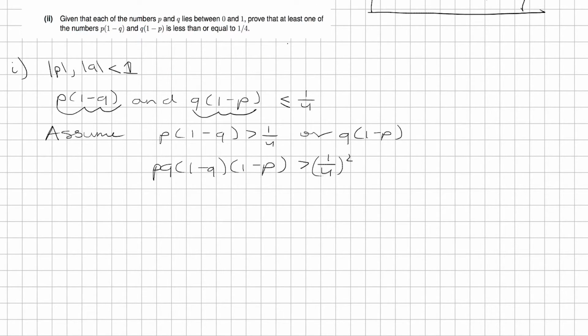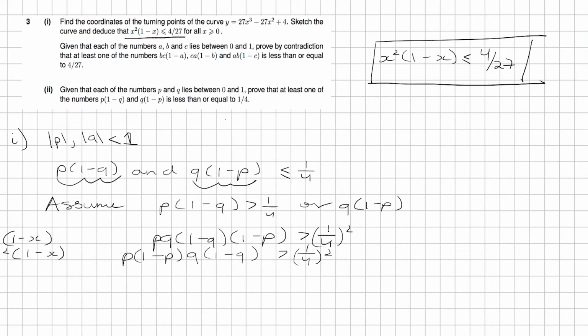Now this is quite similar to the last part. If we separate these out, we get p(1 minus p) multiplied by q(1 minus q) is greater than 1/4 squared. Except this time it's in the form x multiplied by (1 minus x) instead of x squared multiplied by (1 minus x). So similarly to how we deduced x squared(1 minus x) is less than or equal to 4/27, we can form a quadratic, namely y equals 4x squared plus 4x plus 1. It's quite clear that this will be greater than 0 for all x greater than 0, and we can show this by differentiating.